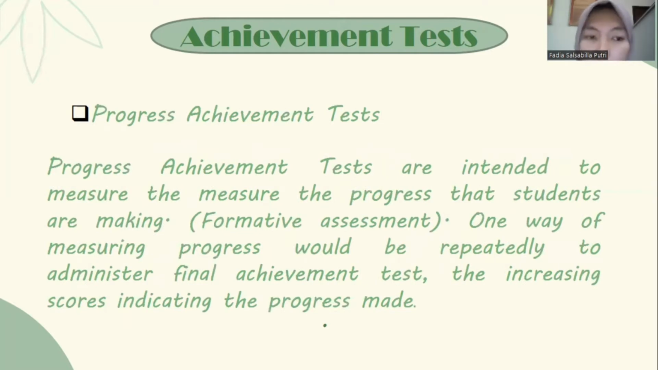Next, progress achievement tests. Progress achievement tests are intended to measure the progress that students are making, formative assessment. One way of measuring progress would be repeatedly to administer final achievement tests, the increasing scores indicating the progress made.